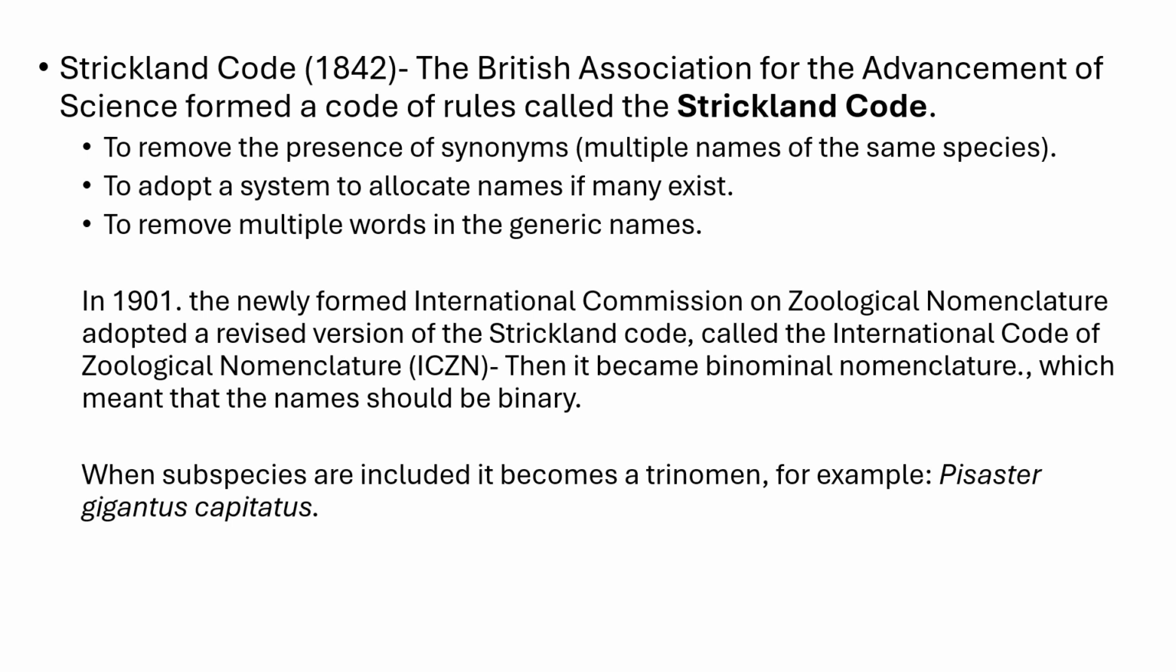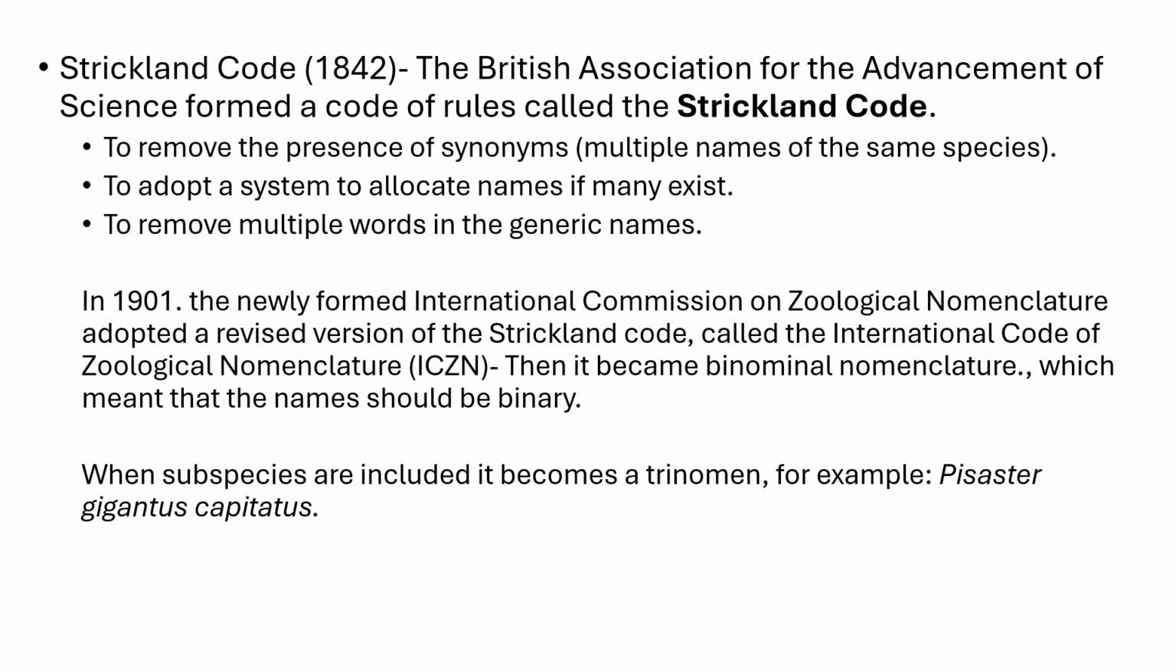And sometimes what happened was certain names had more than... okay, so when they were naming, they had a generic name, the name of the genus, composed of two words. So they decided to have only one word. All these things were addressed in the Strickland Code by the British Association for the Advancement of Science in 1842. In 1901, the newly formed International Commission on Zoological Nomenclature adopted a revised version of the Strickland Code called the International Code of Zoological Nomenclature (ICZN).